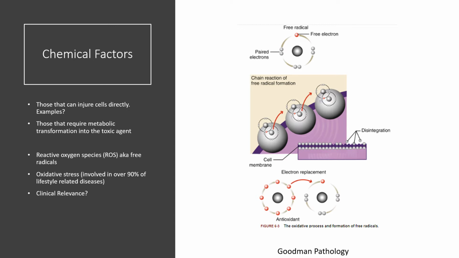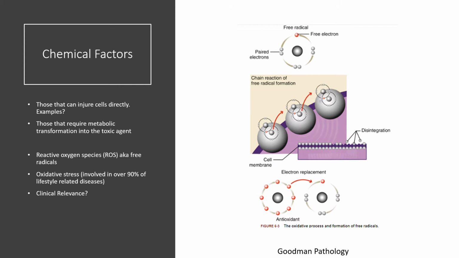Also, there are many different types of chemical factors that can induce cellular injury. And if you look at the schematic here, this schematic is from your Goodman book, and this is the process of free radical generation. You don't need to know the process of free radical generation, but just know that free radicals are harmful to the body.